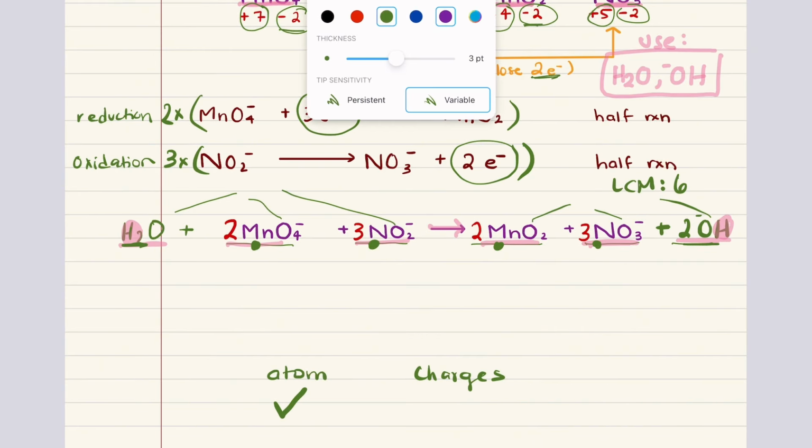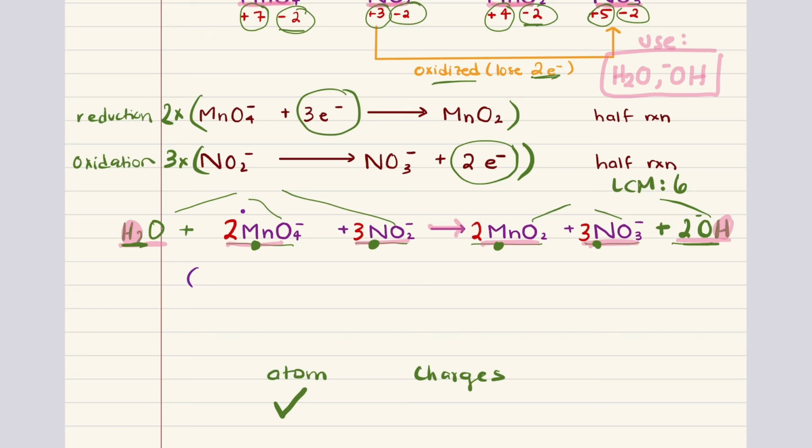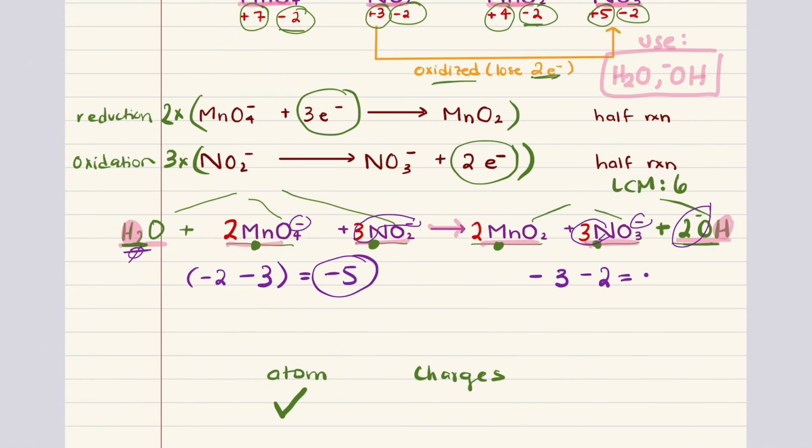Next, we check the charge. On the left, we have 2 permanganates at -1 each, and 3 nitrites at -1 each, for a total of -5. Water is neutral. Okay, that's the reactant side. What about the product side? On the product side, we have 3 nitrate at -1 each and 2 hydroxides at -1 each. Again, there's a total of -5 on the product side. So both mass and charge are balanced. So this is our final balanced equation in basic solution.